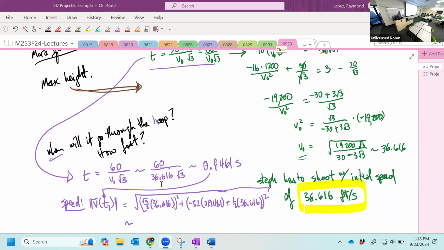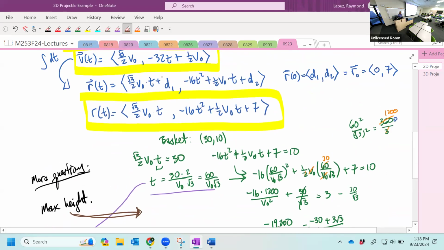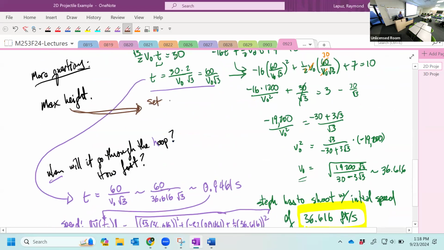Find the time. So set y velocity equal to 0. Solve for t to get the time. And then once you have the time, what do you do once you have the time? What do you do with that time?